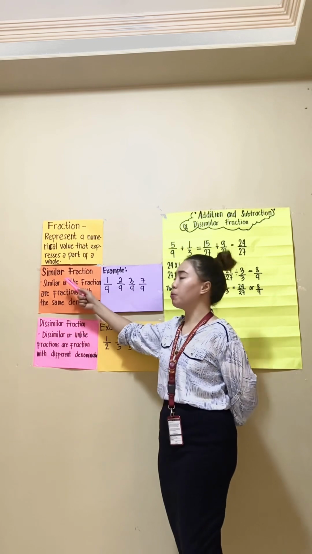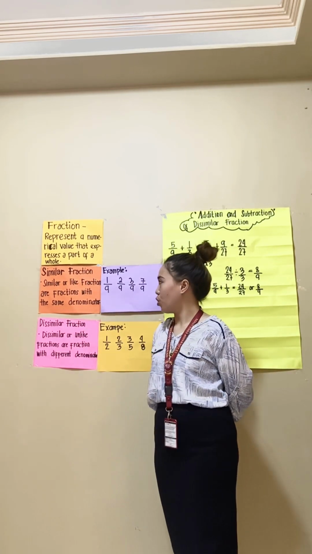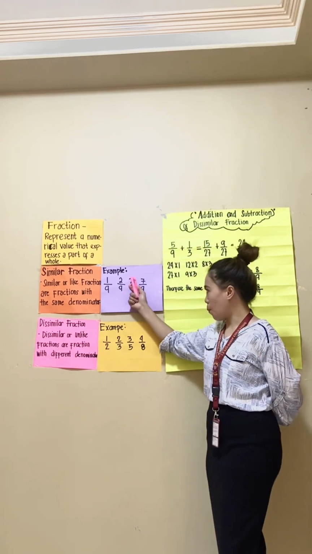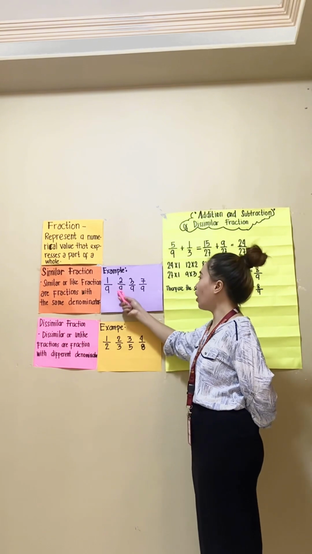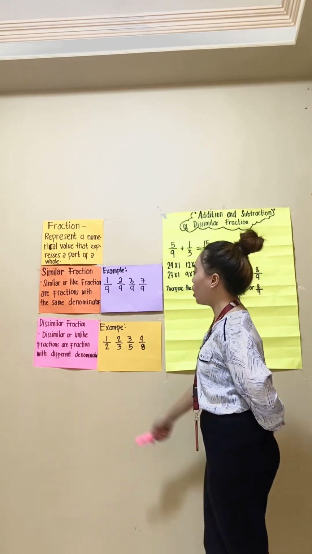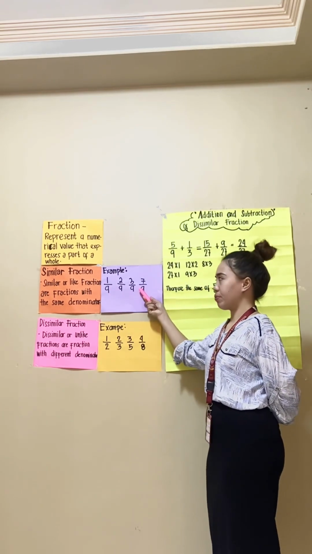First, we have similar fractions. Similar fractions, or like fractions, are fractions with the same denominator. For example, we have 1/9, 2/9, 3/9, and 7/9. As you can see in the example, they have the same denominator, which is 9.